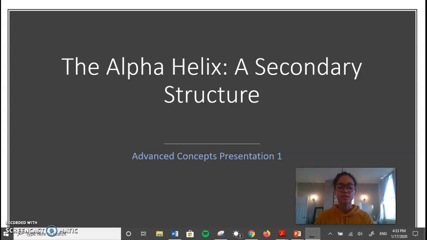Secondary structures in proteins were discovered in 1951 by Linus Pauling and Robert Corey. Today's focus will be on the alpha helix.